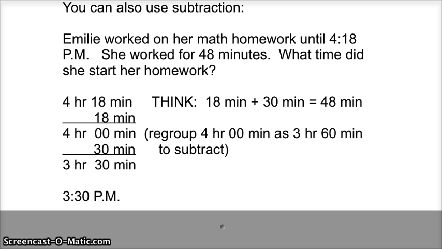So if we're trying to figure out an ending time, we add. If we're trying to find out a starting time, we subtract. In both examples, we broke up the total amount of elapsed time to get us to the nearest hour, and then we worked from there.